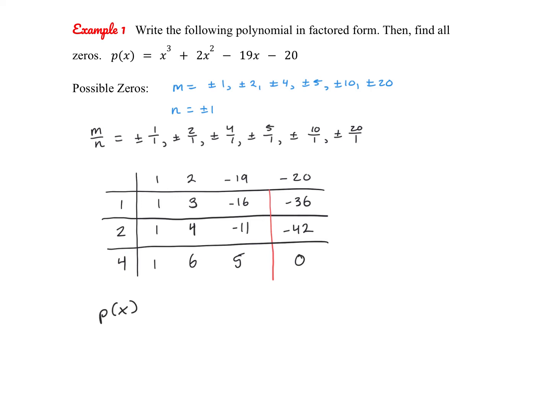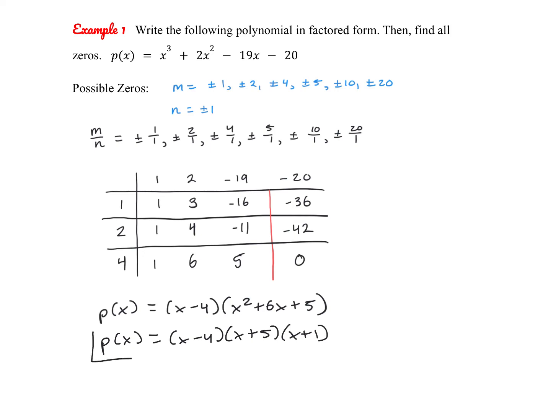Remember, when you're testing, the number in your box is your zero, so the factor is always going to be the opposite of that. Then let's look at our remaining polynomial. Our original degree was 3, so what's left over will have a degree of 2. So it's x squared plus 6x plus 5. Then we just look at this and ask, can we factor more? And you absolutely can. So we get x minus 4 times x plus 5 times x plus 1. Here is the factored form of our polynomial.